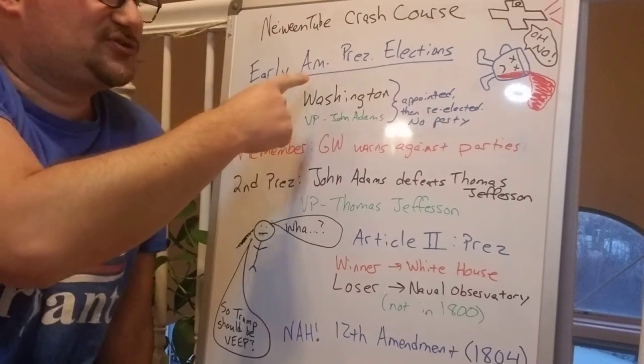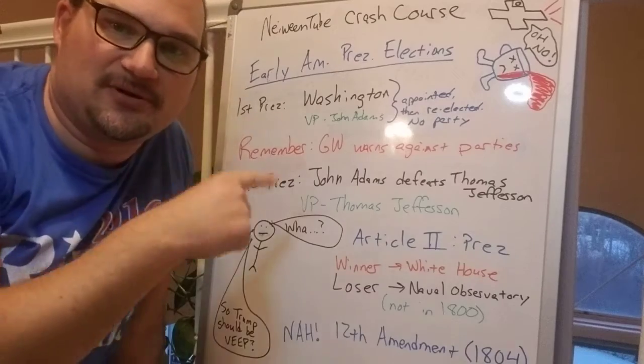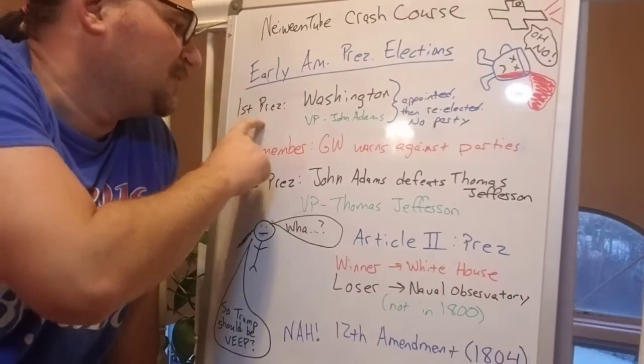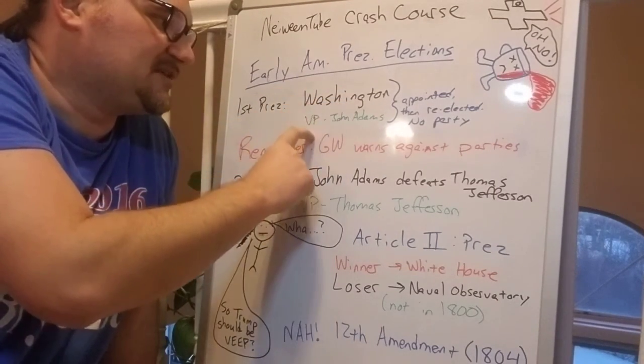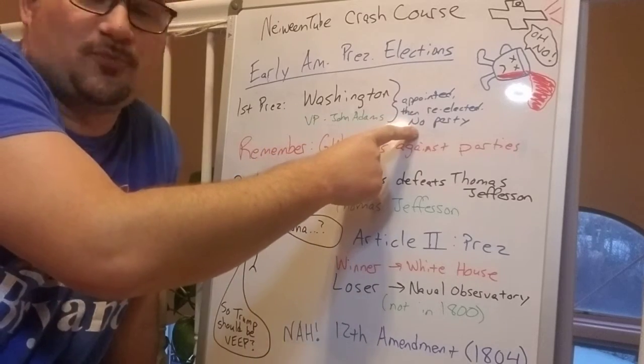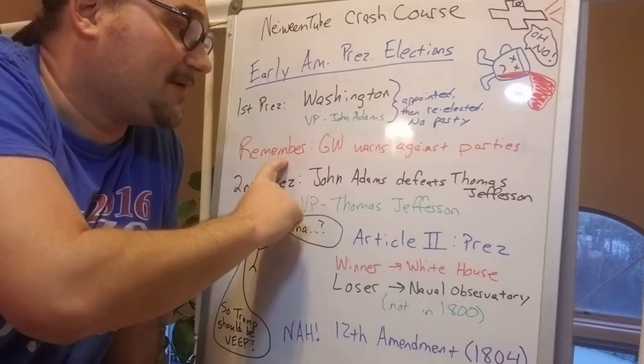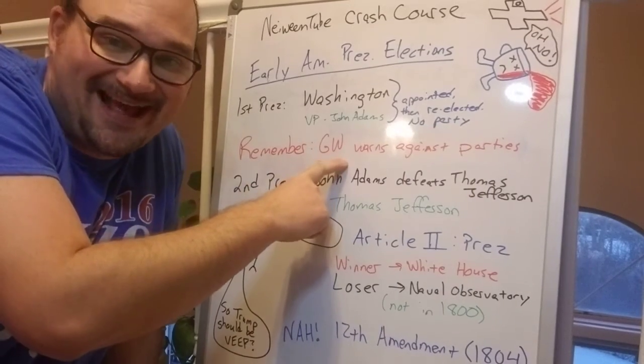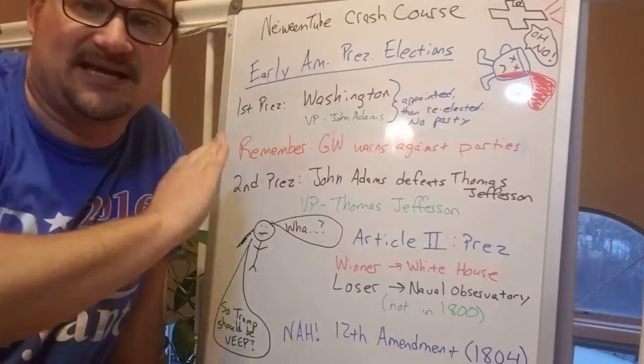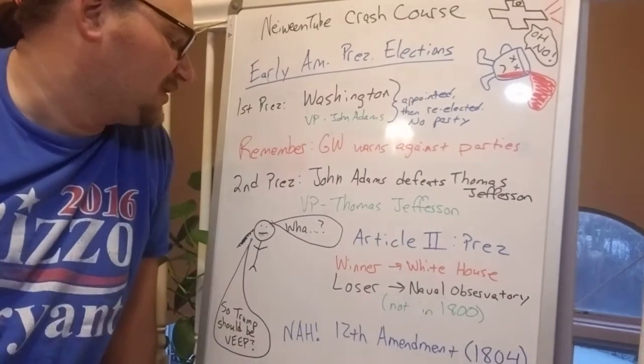So, early American presidential elections. They're different than they are now, and this is going to matter for the notes that are coming up. First president, George Washington. His vice president was John Adams. They're basically just appointed and then re-elected. They have no political party. Remember, Washington warns against political parties. He's like, nah, bro, bad idea.